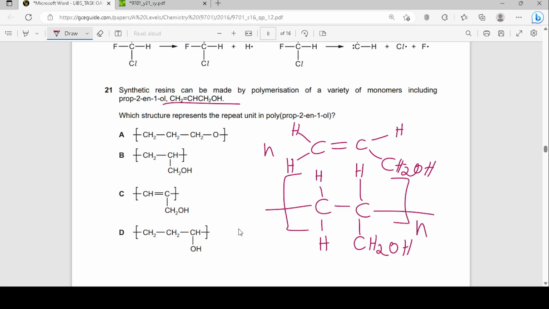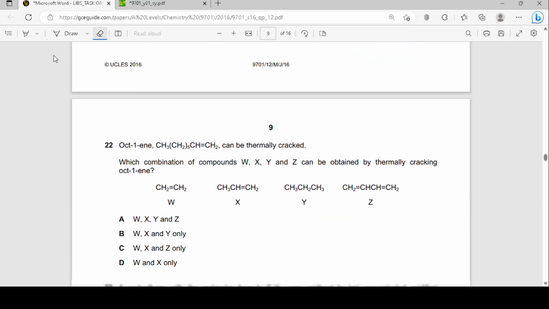So anyways, which structure matches with what I drew? The first one doesn't match. The second one, does it match? It has the double bond still, which is wrong. And this one again doesn't match. So the repeat unit is represented by B, right? It's exactly the same as this one. So yeah, it's B. Next question.